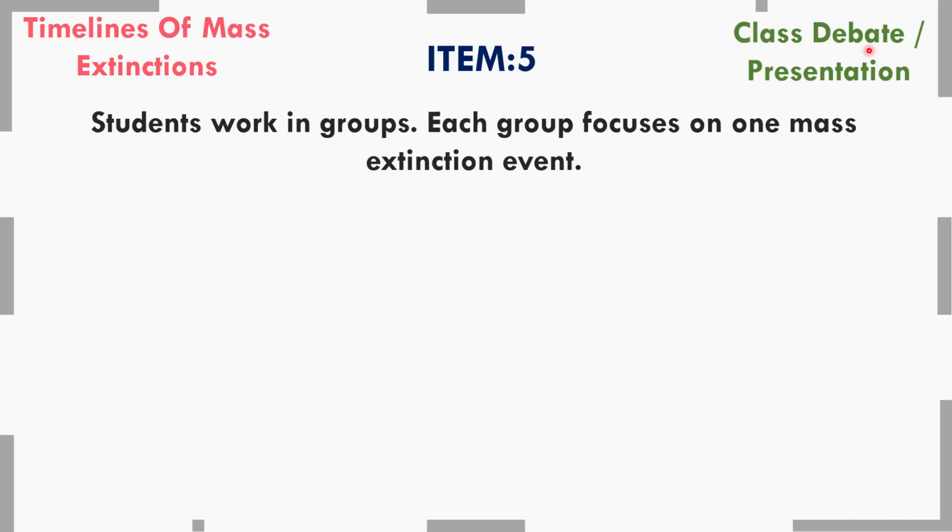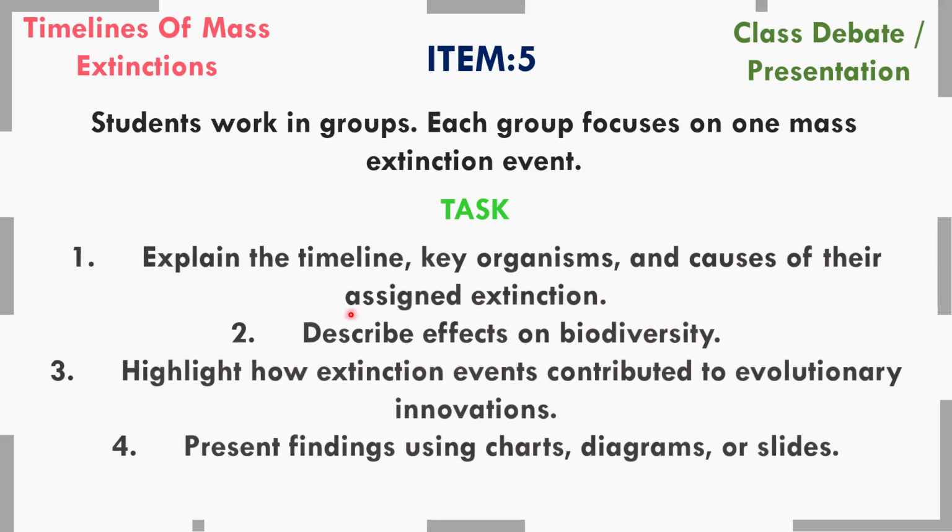Let's look at a class debate or presentation. Students work in groups. Each group focuses on one mass extinction event. Explain the timeline, key organisms, and causes of their assigned extinction. Describe the effects on biodiversity. Highlight how extinction events contributed to evolutionary innovations, and present findings using charts, diagrams, or slides.